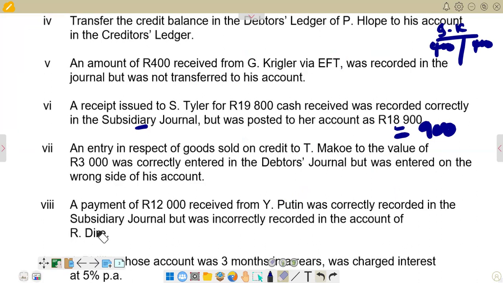The next item is saying a payment of 12,000 rands received from Y Putin was correctly recorded in the subsidiary book, but was incorrectly recorded in the account of RB. So this is what we have. This amount was supposed to be a payment by Y Putin, but was recorded in the wrong account. So what are we supposed to do? We're just supposed to correct that error. It was supposed to be credited in Y Putin's account as a payment paid by Y Putin, but it was credited to Aladdin.